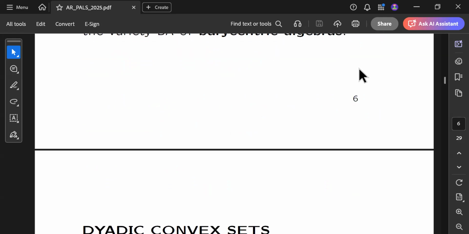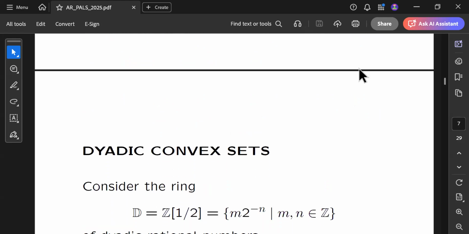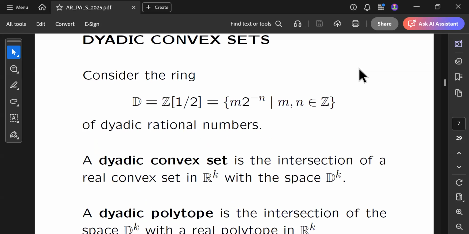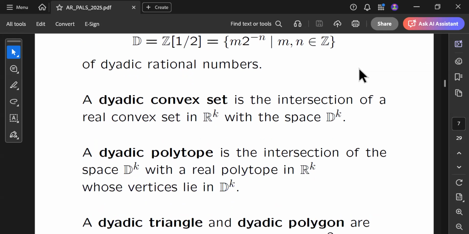Now let us go to dyadic convex sets. So we will consider again the ring of dyadic numbers. And a dyadic convex set can be defined just as the intersection of a real convex set in R^k with the space D^k. And dyadic polytopes are the intersection of the space D^k with a real polytope in R^k, but with vertices in the space D^k.